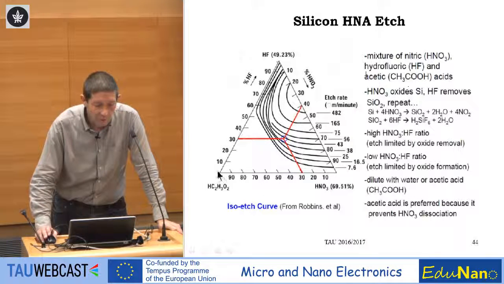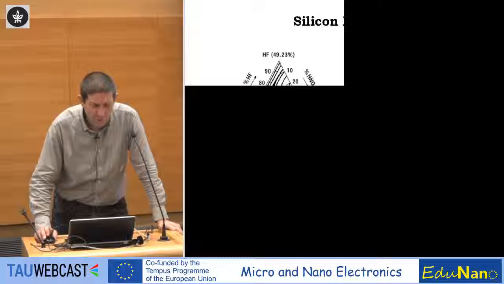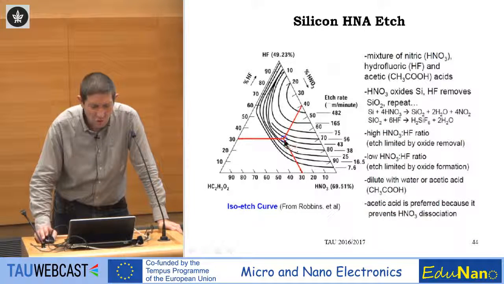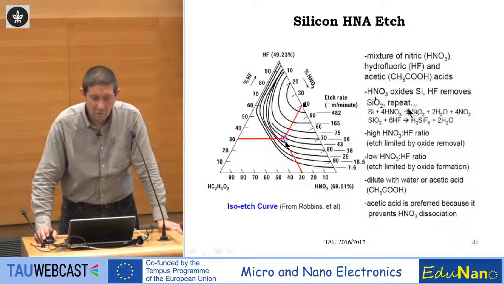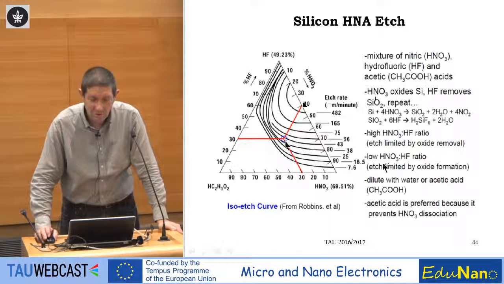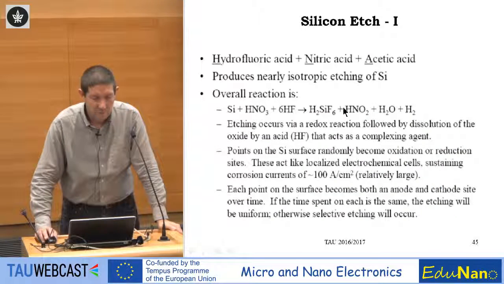This is the plot, HF, acetic, and nitric acid. And you can see, for example, that if you want to etch, you want to be at this point, you can mix a mixture of 40, 30, 30, and then you can get the desired etch rate. And practically, the nitric acid oxidizes, the HF removes the oxide. Those are the reactions. This one we discussed before. So this is the silicon etch.